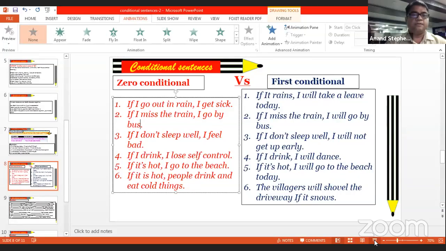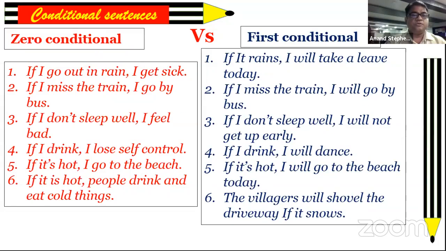If I don't sleep well, I feel bad. If I drink, I lose self-control. If it is hot, I go to the beach. If it is hot, people drink and eat cold things. One more thing: here, these actions are in the main clause. These actions are taking place as a habit also. They become a habit. As a habit, they are continuously happening to a person.